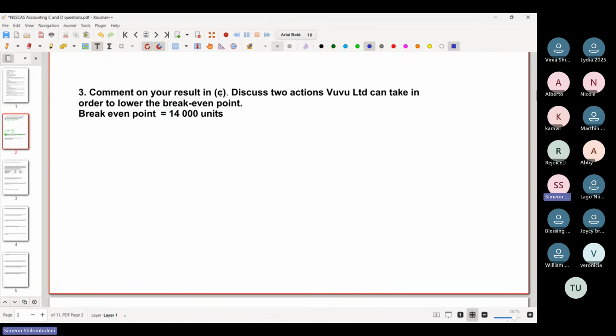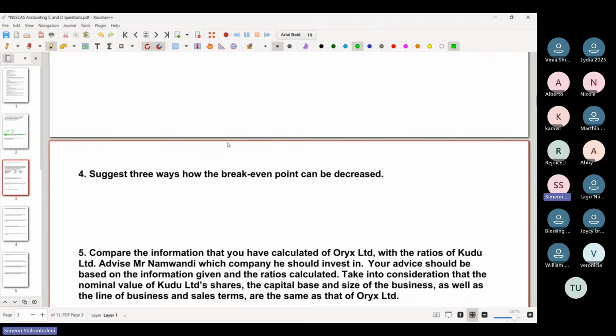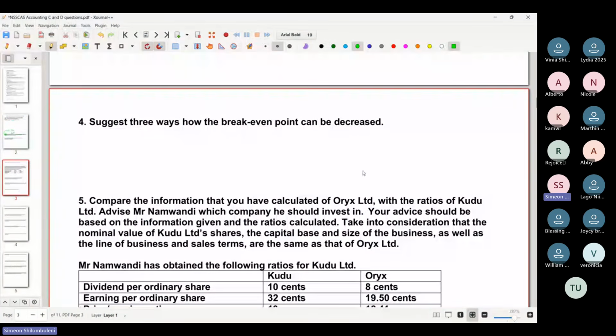Okay, this one, it's a little bit difficult to comment on because they said comment on your results on C. And we don't have the question C here. So this one, we have a lot of them. I think it's about 10 pages. So you don't have to worry.